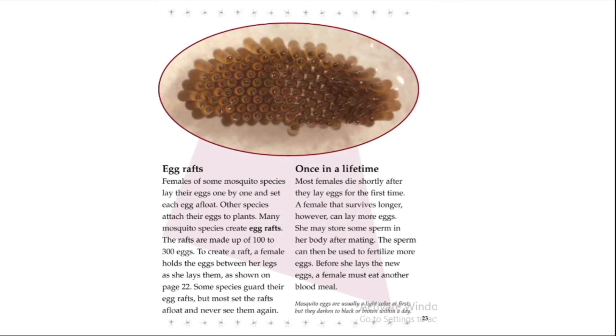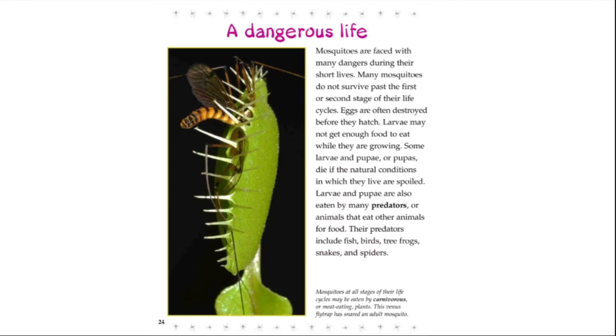A female that survives longer, however, can lay more eggs. She may store some sperm in her body after mating. The sperm can then be used to fertilize more eggs. Before she lays the new eggs, a female must eat another blood meal.